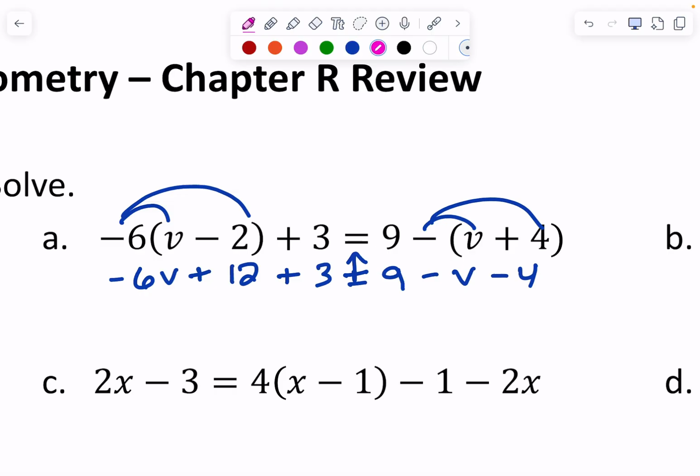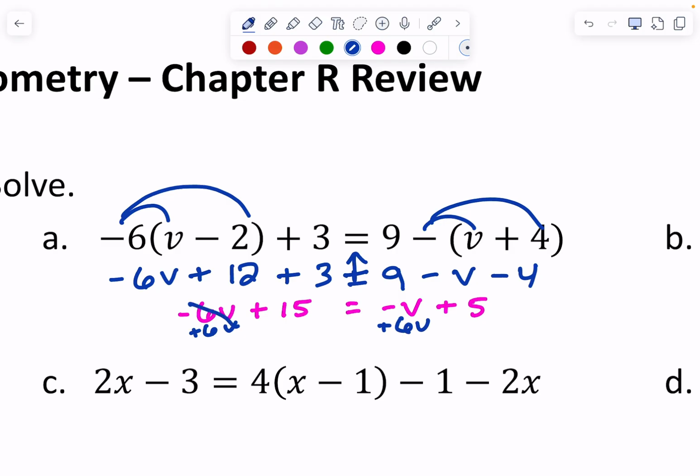Okay. We have 3 pieces on the left and 3 pieces on the right. Let's simplify just the pieces. Negative 6v plus 15 equals negative v plus 5. All right, now what should we move? Move the 6v. I'm going to add the 6v over first. I like to get my v's together.